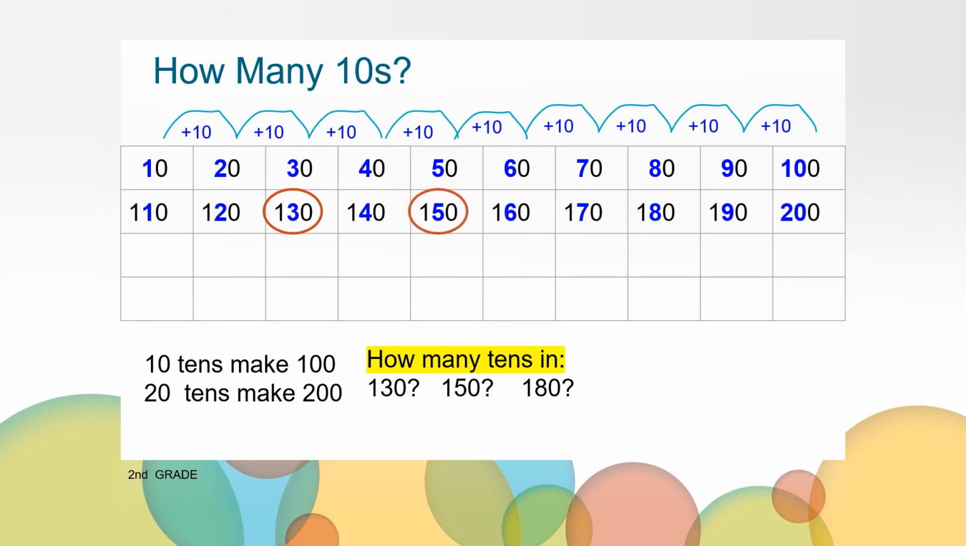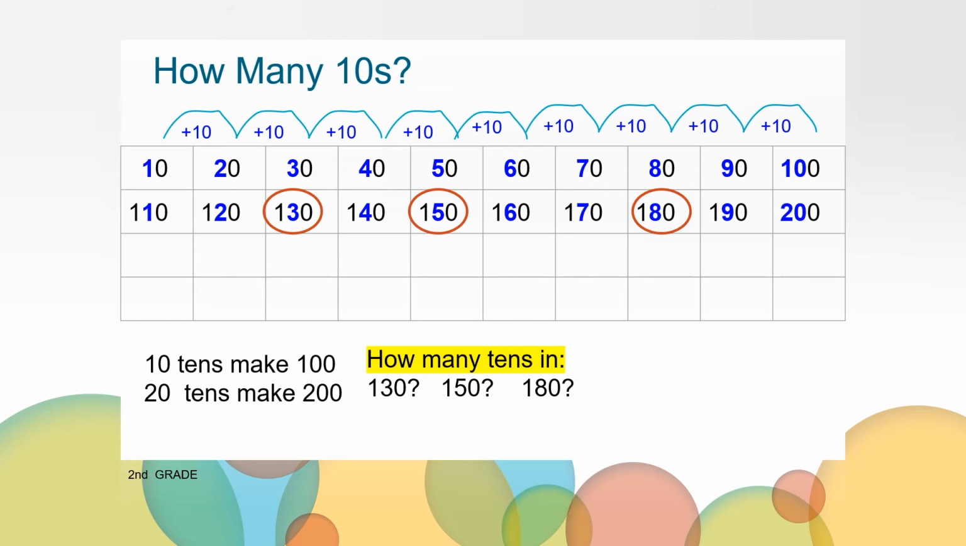What about in 150? How many tens are in 150? Well, there are 13 tens in 130. So 14 tens would make 140, and 15 tens would make 150. What are you thinking about 180? How many tens are in 180? There are 18 tens in 180.